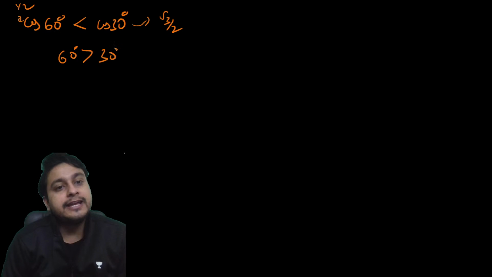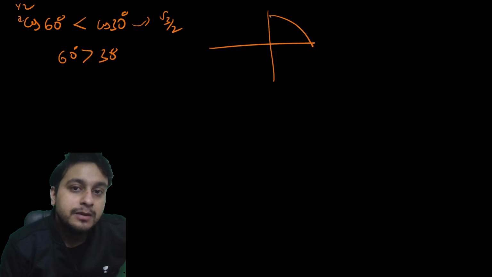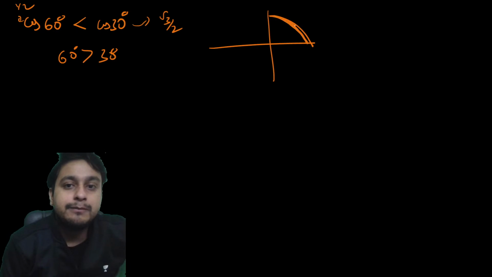This is nothing but root 3 by 2, and this is nothing but 1 by 2. So what do we say from there? Don't we say that 60 is more than 30? Yes, the sign flips. Why? Because cos x is a decreasing function, my dear friends, between 0 and 90. Are you getting my point, everyone?